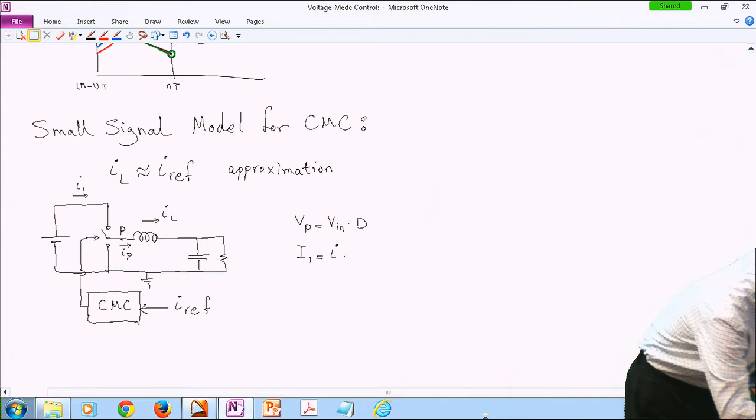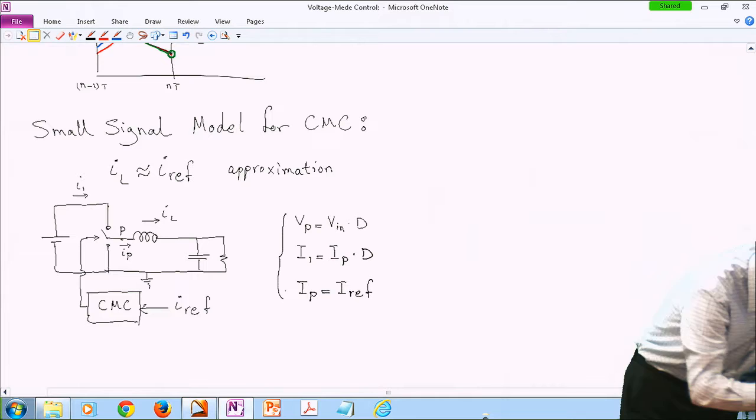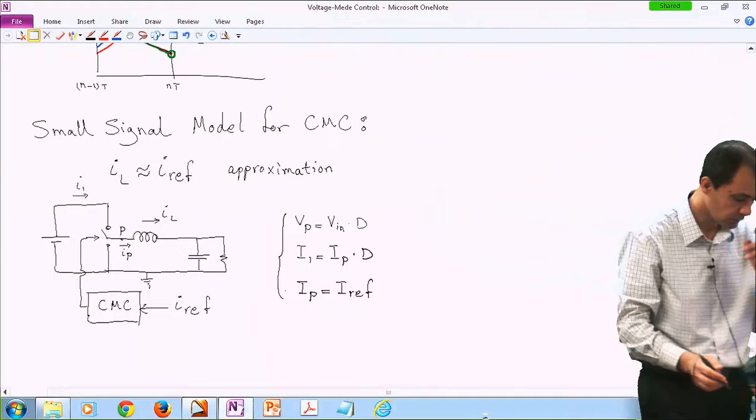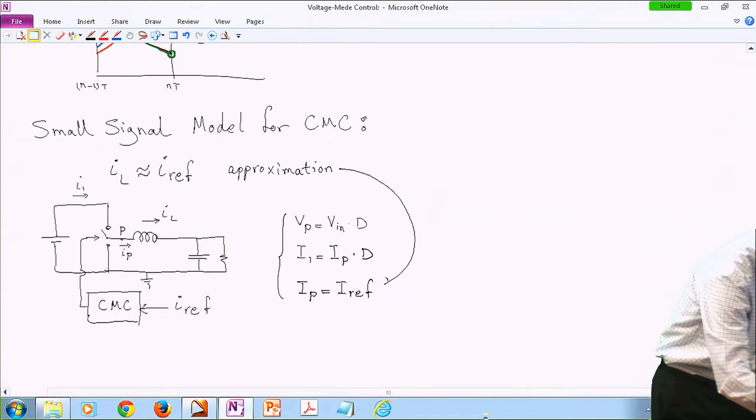The DC value of the pole current times the duty cycle. And also, the approximation is the pole current is following the reference. Or in terms of DC values, they are the same, okay? All right, so this is coming from our approximation. The last one is coming from an approximation.